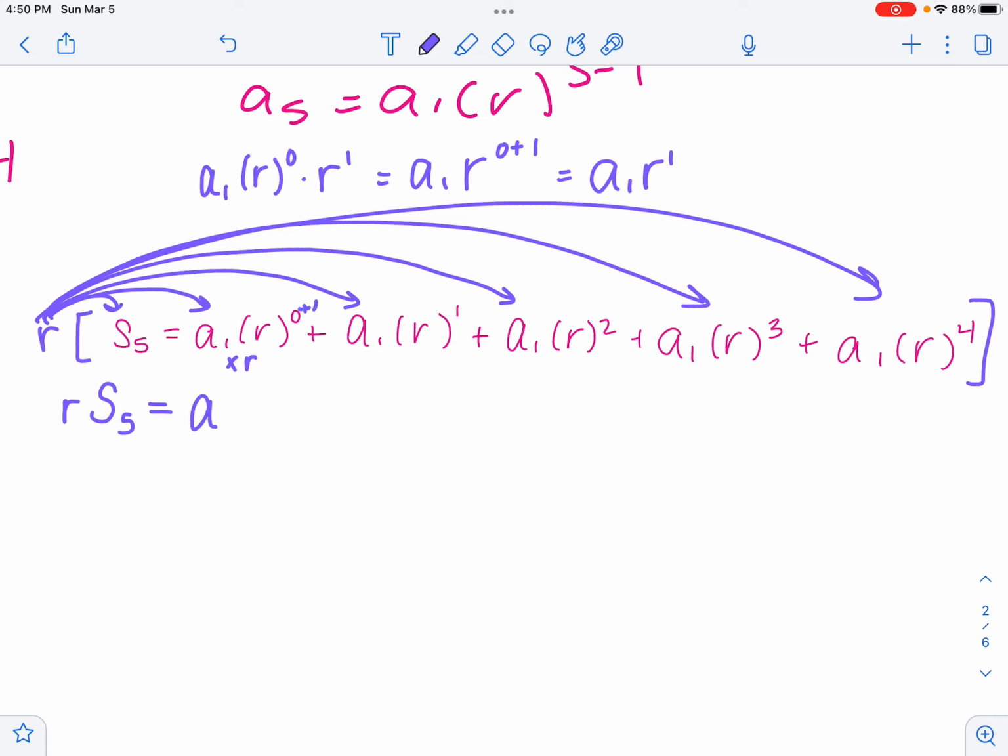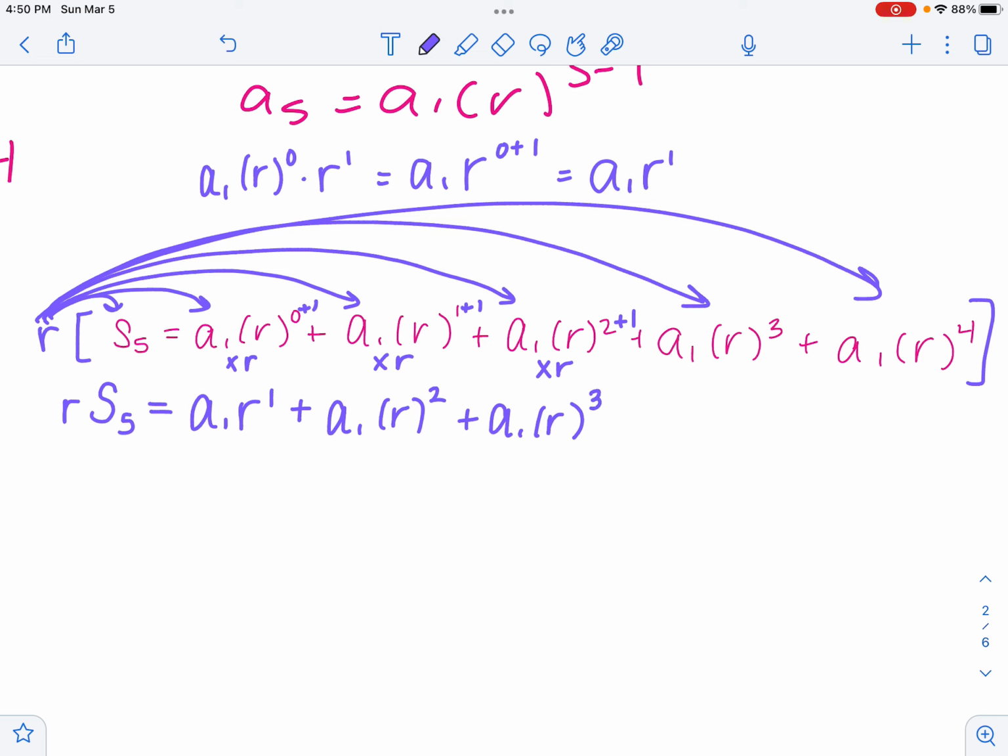So this becomes a sub 1 times r to the first. All right, when I multiply the next term times r, it's really going to increase the exponent by 1. So I get a sub 1 times r squared. Again, when I multiply by r, I'm really adding 1 to the exponent of r. So a sub 1 times r cubed.